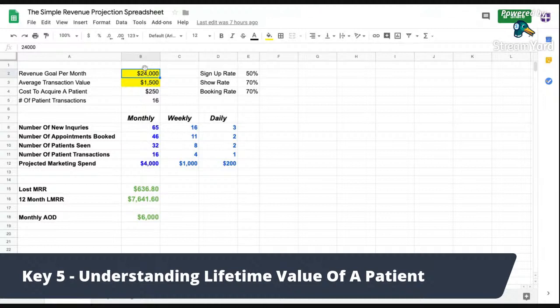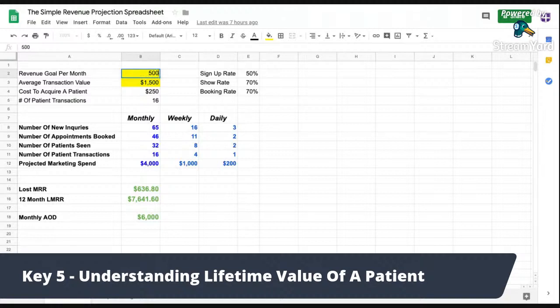So if I want to do $24,000, I need to do 16 patient transactions in a month, which means that weekly I need to have 16 new inquiries. I need to have number of appointments booked, 11, patients seen. This is all based on sign up rate, okay? So I'm gonna have to spend about $4,000 a month to do that. And you might say, Matt, I do more with spending less. That's fine. This is based on our experiences of what we see.